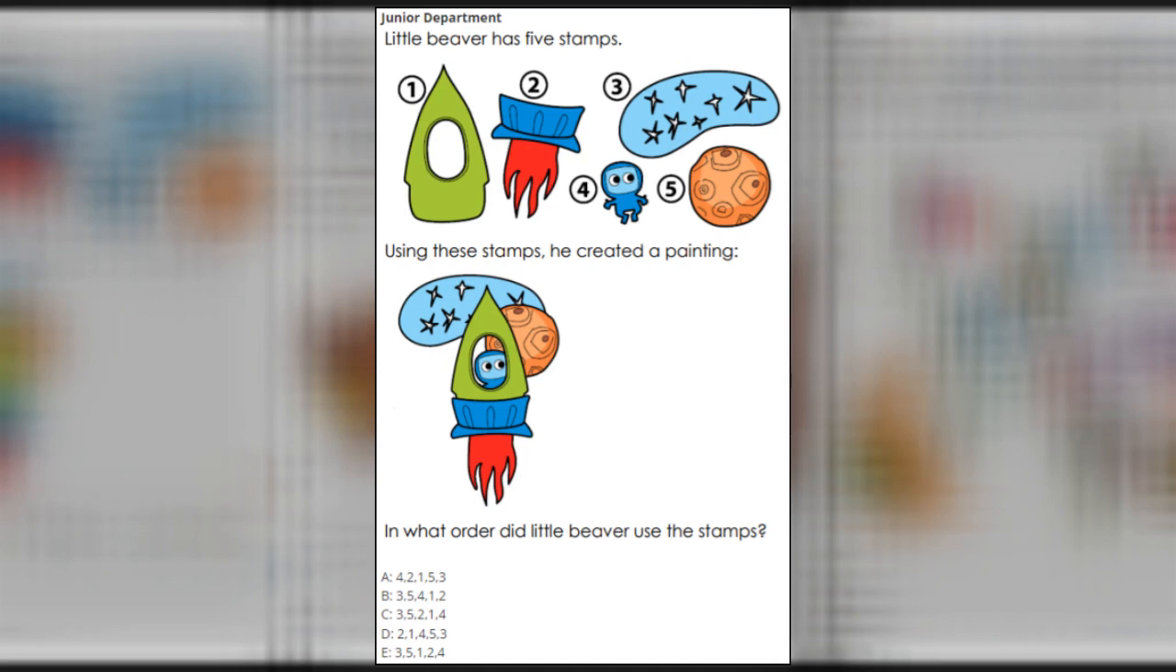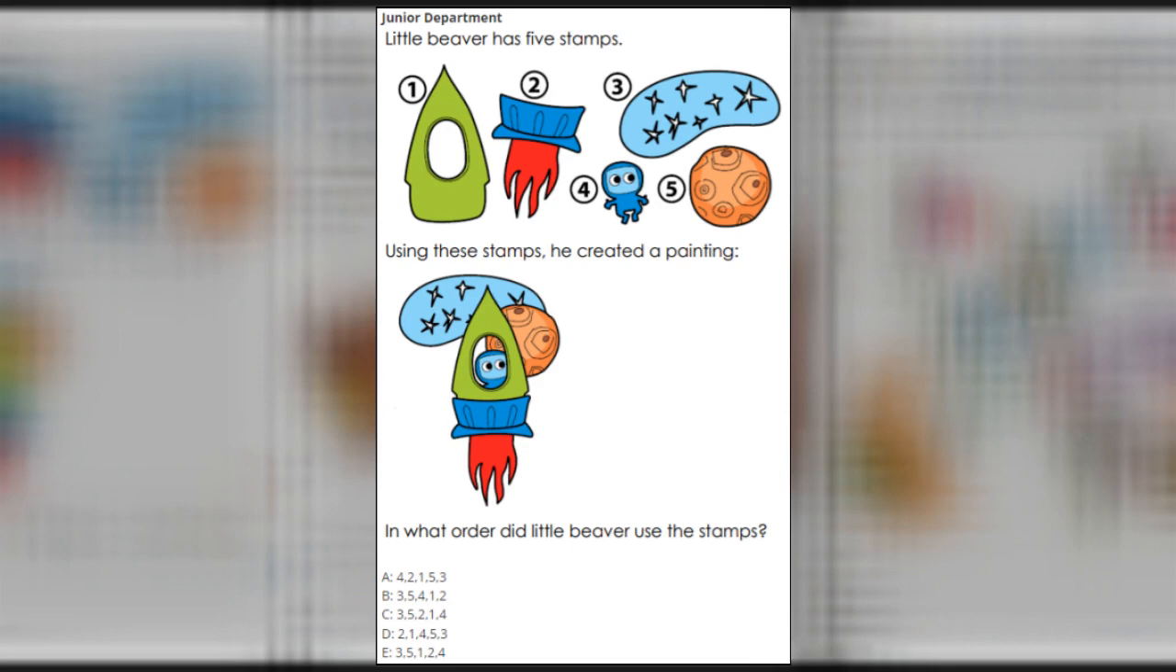If we look at the shapes here, we can see that this rocket shape seems to be the one at the top. Then we've got the alien underneath, and then the planet underneath. And then we've got what seems to be the sky, or maybe space with some stars. That one is all the way at the bottom because it's not coming on top of any of the others. So number 3 would have been the first one.